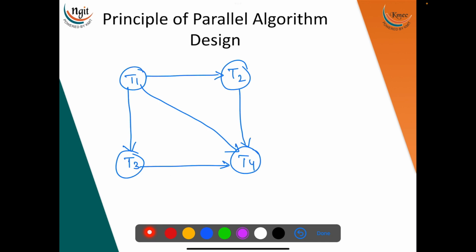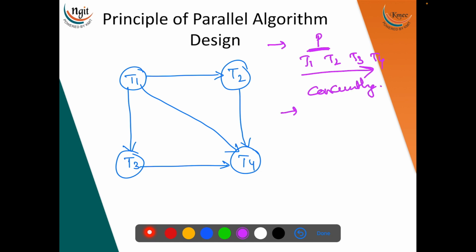Now let's talk about the principle of parallel algorithm design. On what basis can I divide the whole problem into sub-problems, how can I do the implementation, and how can I get the output of each sub-block? The first step in developing a parallel algorithm is to decompose the problem into a number of tasks that can be executed concurrently. A given problem may be decomposed into four tasks, T1, T2, T3, T4, in many different ways.